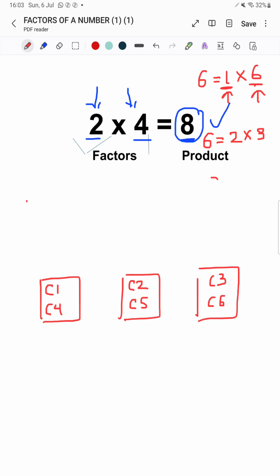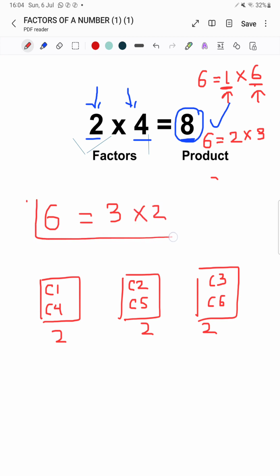And what point do I have to make sure? The number of cookies should be equal. So again we have a total number of cookies as 6. There are 3 groups or 3 plates with 2 cookies in each. So I got 6 is equal to 3 times 2.